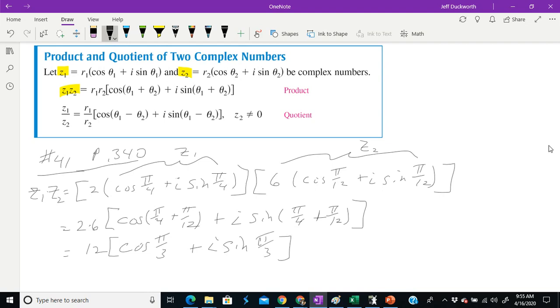So now we have a value in trigonometric form that is a complex number. And we could convert this to standard form if we needed to. We don't have to right now. I could certainly ask you to do that, and we could calculate the cosine of pi by 3 and the sine of pi by 3 with relative ease using our unit circle. All right, so let's do one with the quotient.